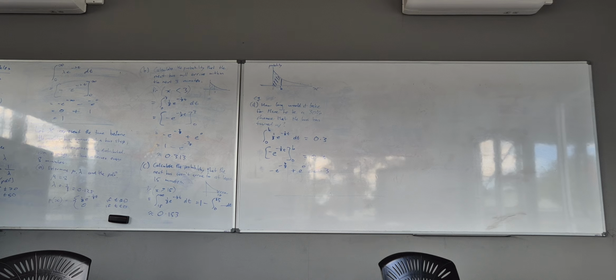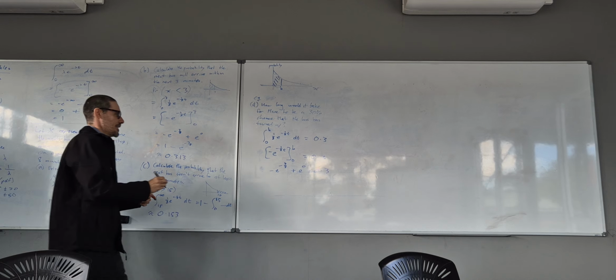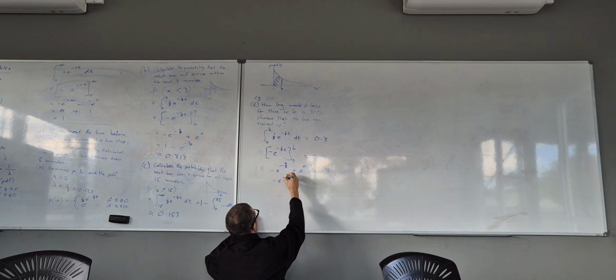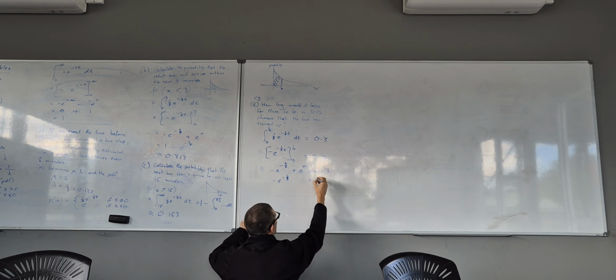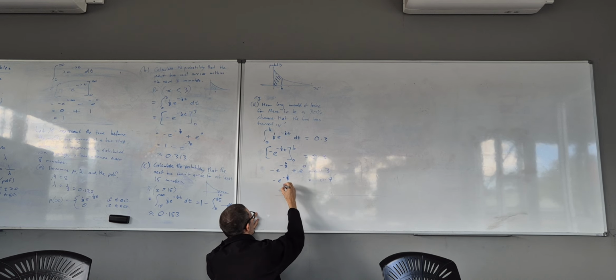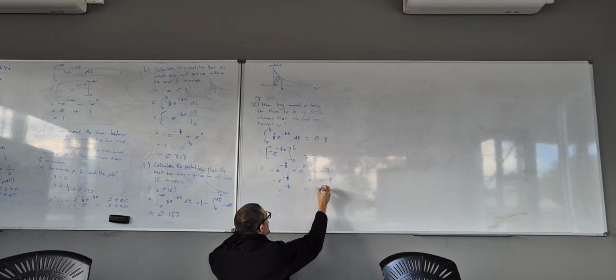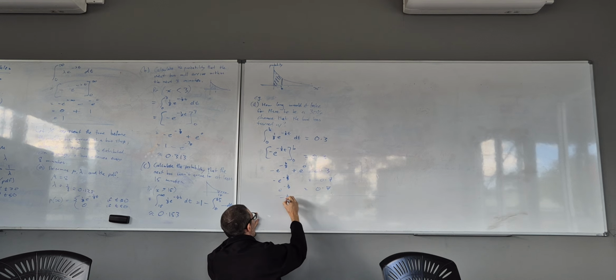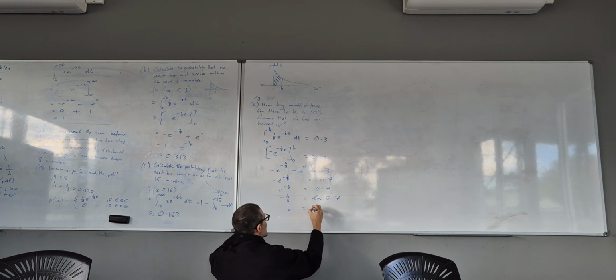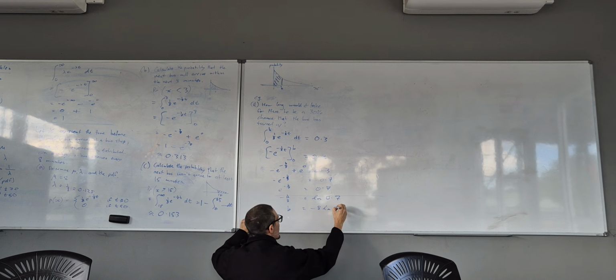Now you have to know your log rules. This is 1, right? So negative e to the negative b on 8 equals 0.3 minus 1. Which means e to the negative b on 8 is 0.7, which means negative b on 8 is log of 0.7, which means b is negative 8 log 0.7.